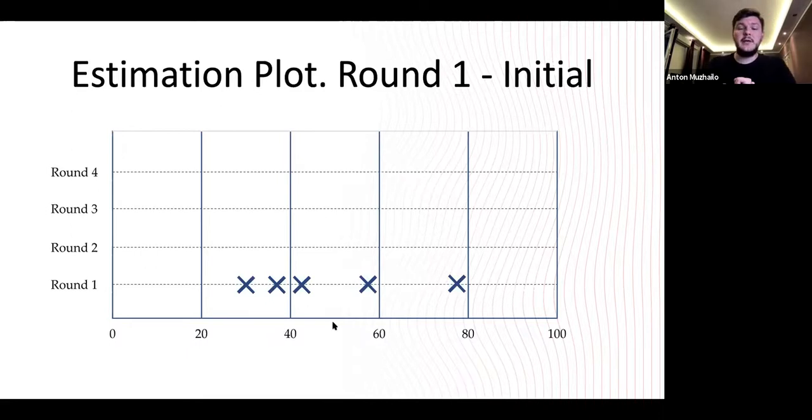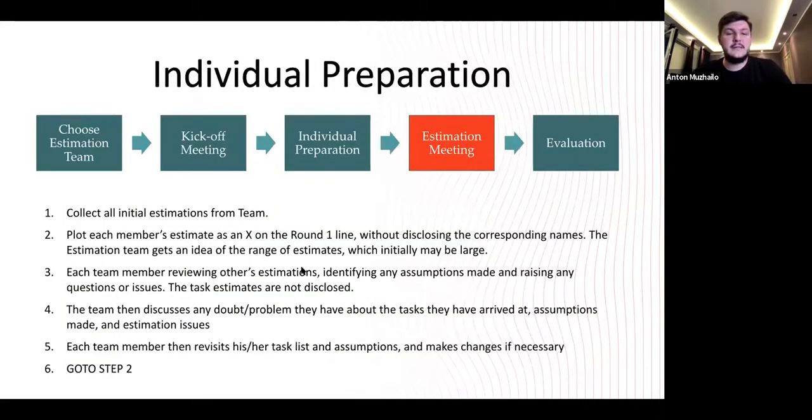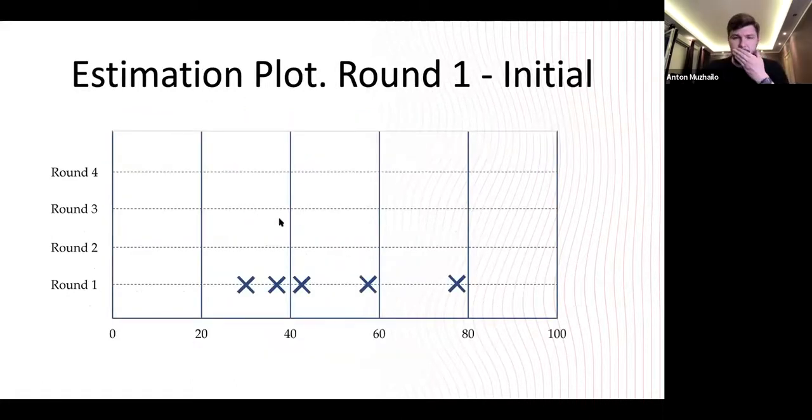So if we come back here to the slide, after that each team member reviews the estimate, raises some questions, identifies some assumptions, and during this period the task estimates are not disclosed. Still, nobody knows about the estimation. So right now you see this range of numbers, and you can say your opinion about the minimum and maximum estimation applicable on this picture. So in this case, excuse me.